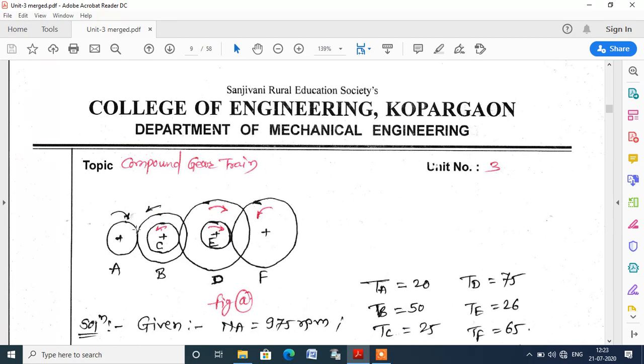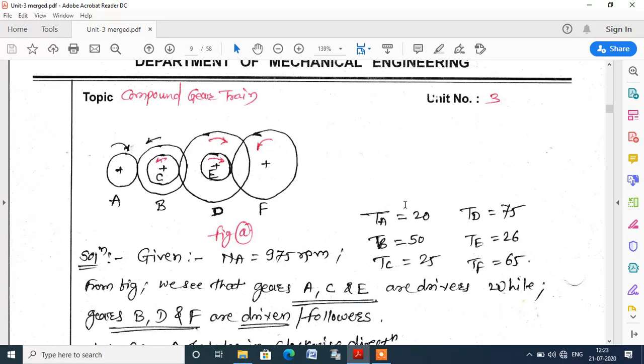Let us say A rotates clockwise, so B rotates anti-clockwise. If B rotates anti-clockwise, C also rotates anti-clockwise because they are compound gears. Now C is meshing with D, so C anti-clockwise, D clockwise. D and E are compound, therefore E is clockwise, and E meshes with F, so F is anti-clockwise. The numbers of teeth are given, so we write TA, TB, TC, TD, TE, and TF. The speed of A, the gear mounted on the motor shaft, is 975 rpm.